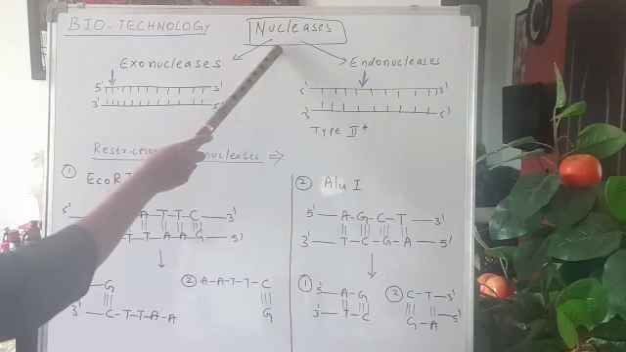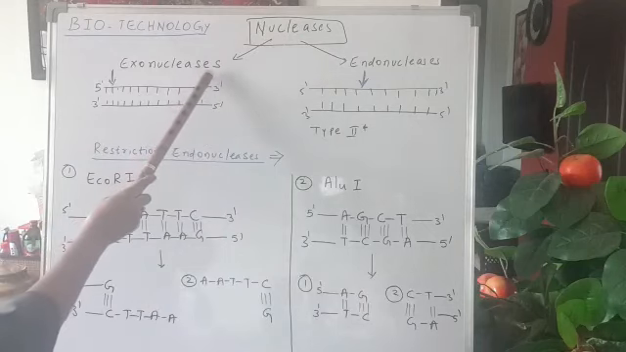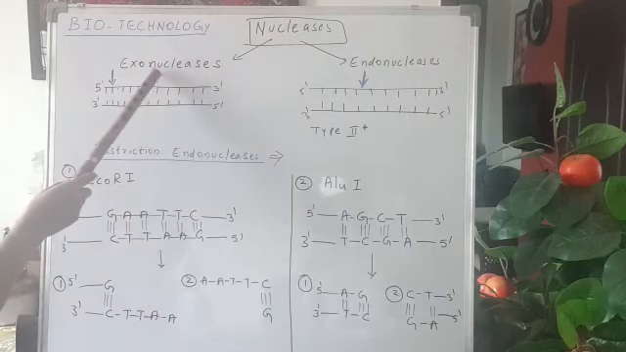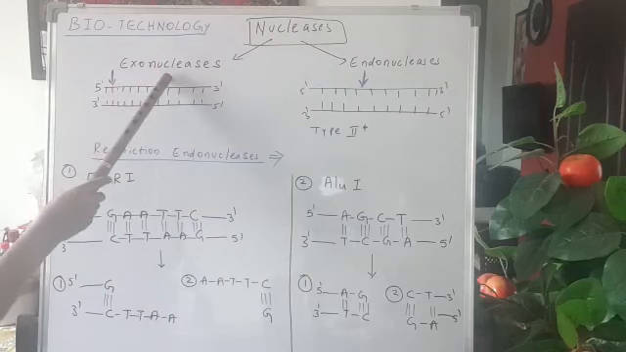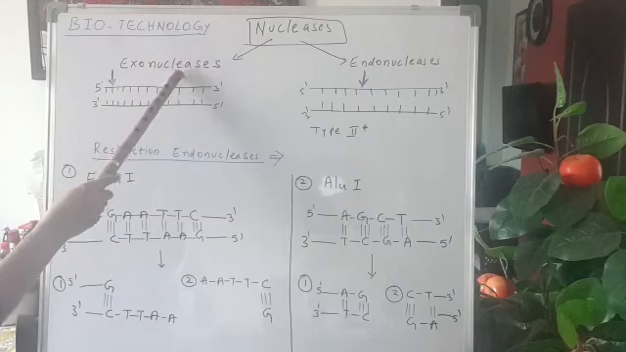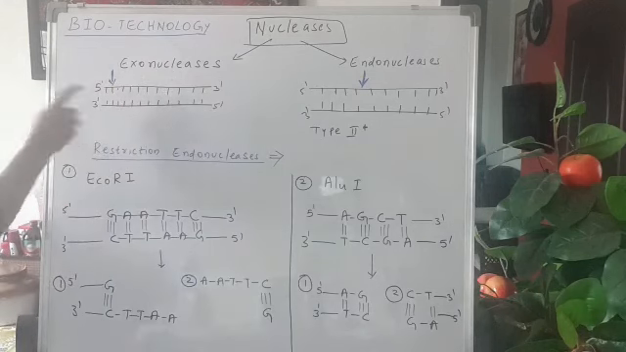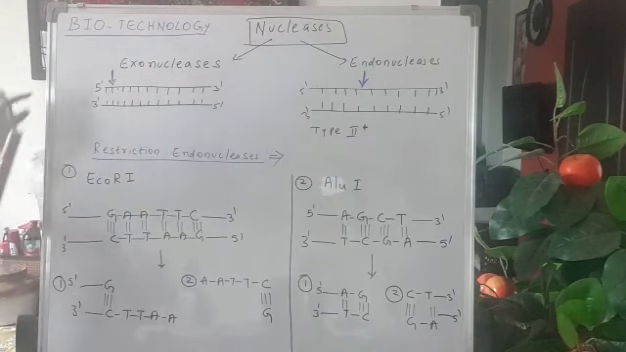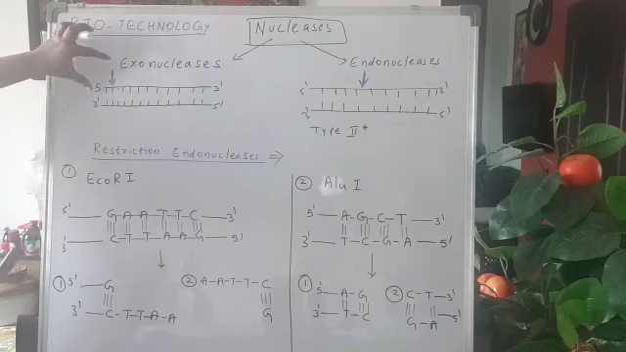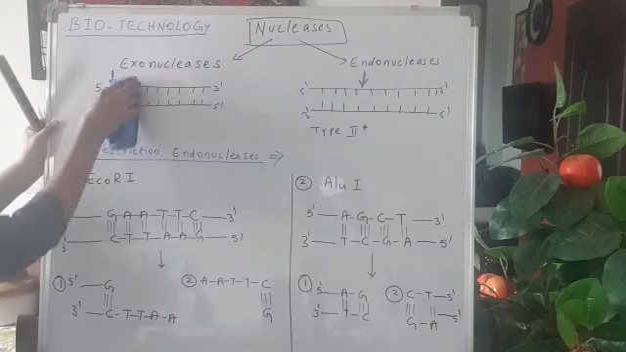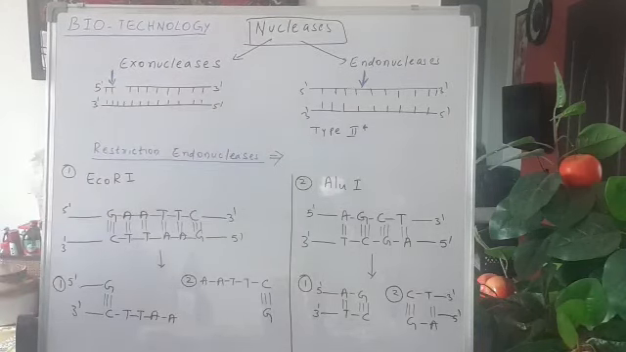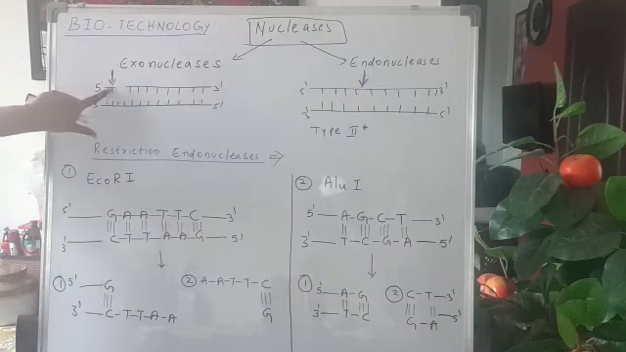Now, nucleases are divided into two types. The first type is exonucleases. Exonucleases are the enzymes which break the DNA at the ends. So here you can see these enzymes are breaking the DNA at the ends. So after breaking, you can observe something like this. So they are breaking the DNA at the ends.